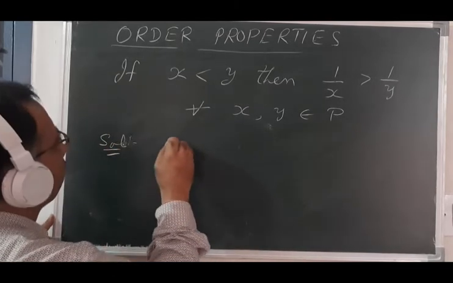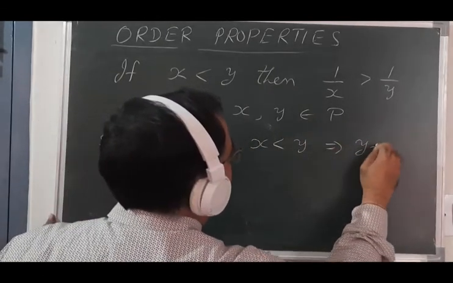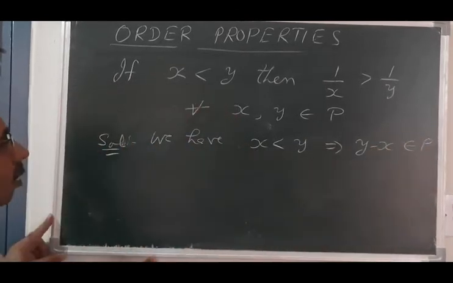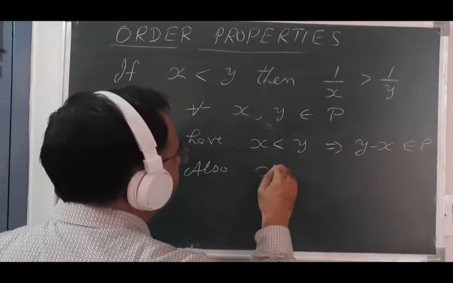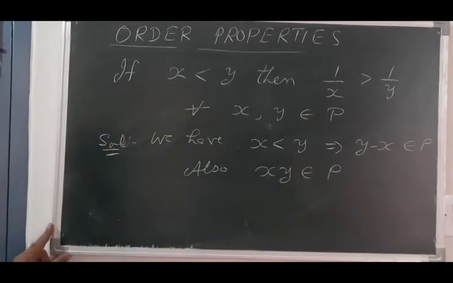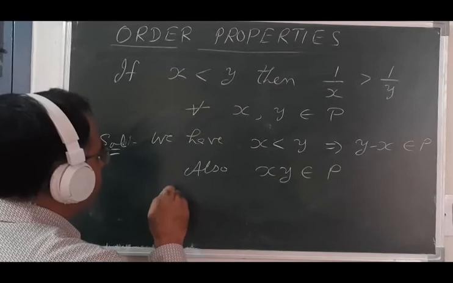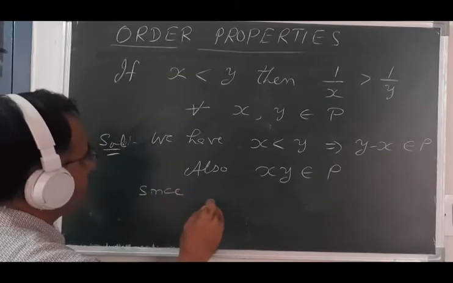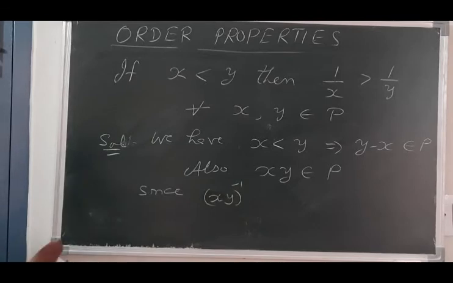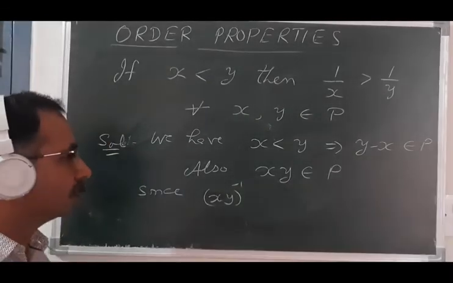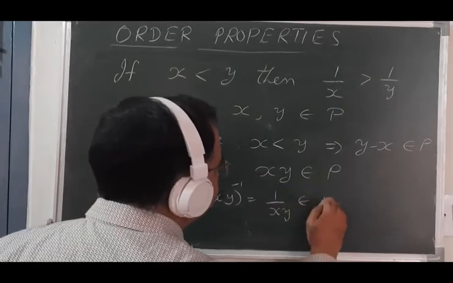So we have x less than y. This implies y minus x is an element of P. Also, x, y are two elements of P. It means their product xy is also an element of P. Since we have just seen that if a number is in P, its multiplicative inverse is also in P, when xy is in P, its multiplicative inverse, which is 1 over xy, is in P.